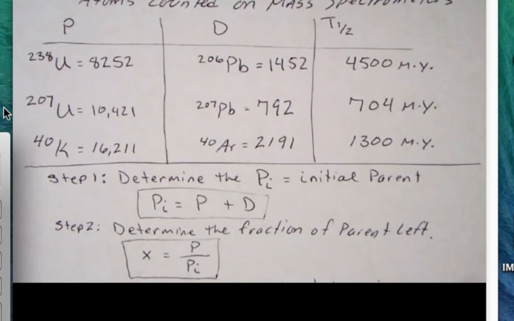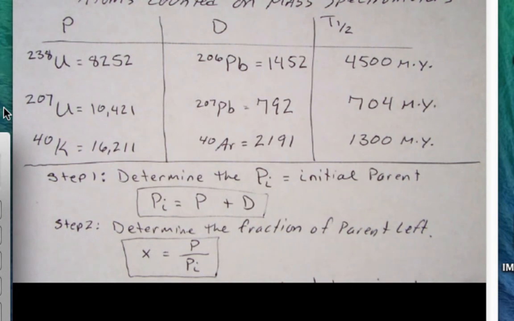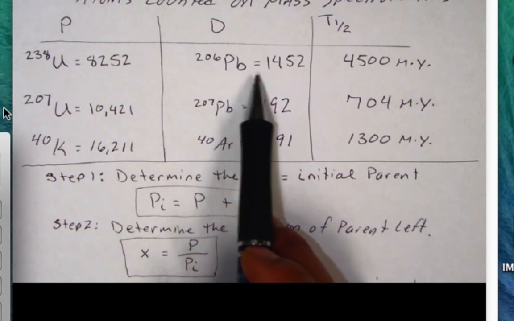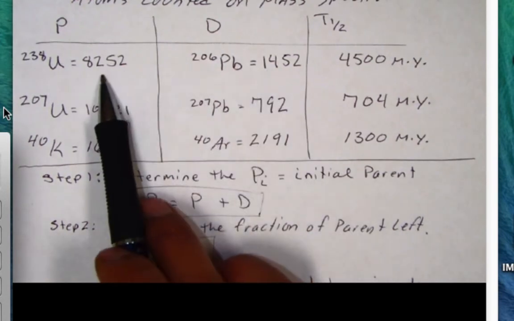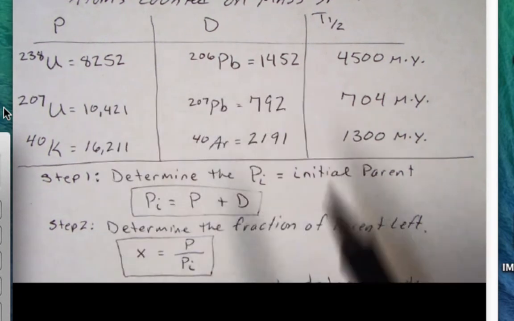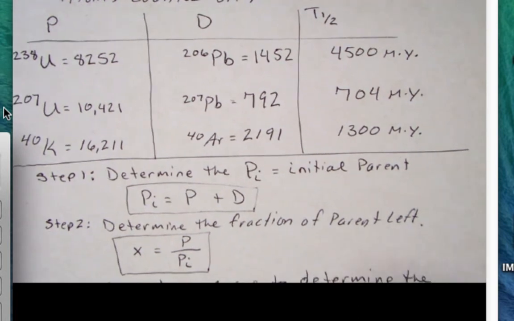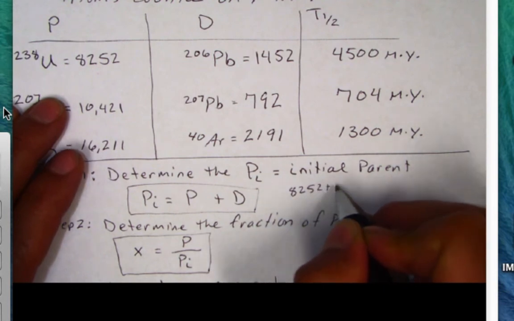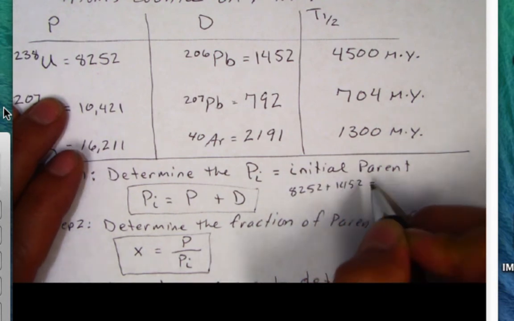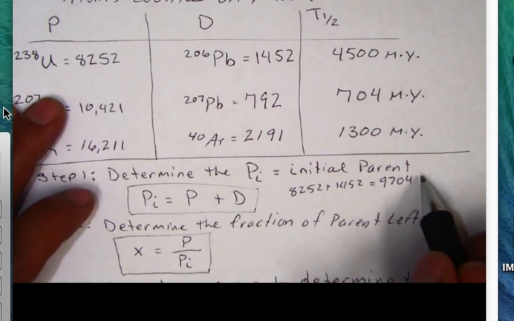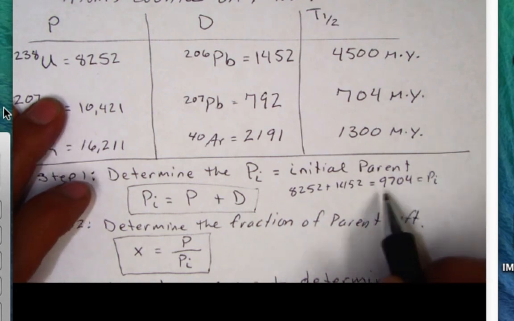Now, the first step here is we want to determine the initial amount of parent, because remember, the daughter is said to be radiogenic. So initially, all this came from a decay of a parent. So this used to be a 238 in this instance decay. So we're going to add those two up. So for that one, if we add 8252 plus the 1452, we're going to get an initial amount of 9704 atoms. So that's going to be the initial amount of atoms for this particular system.